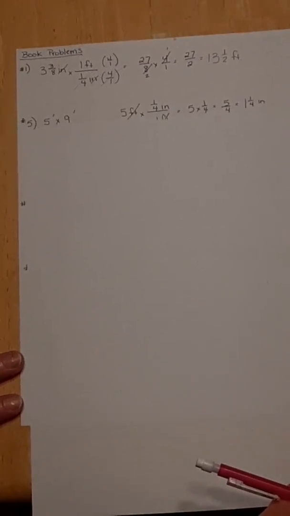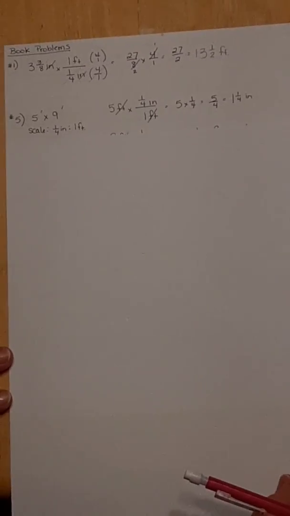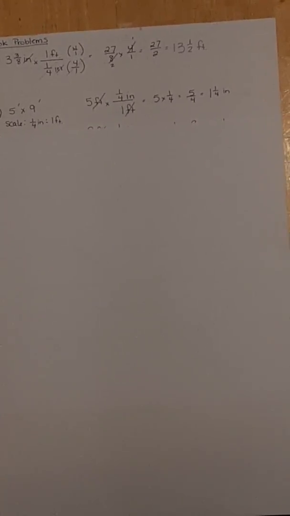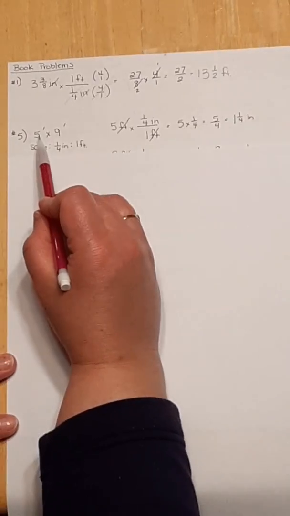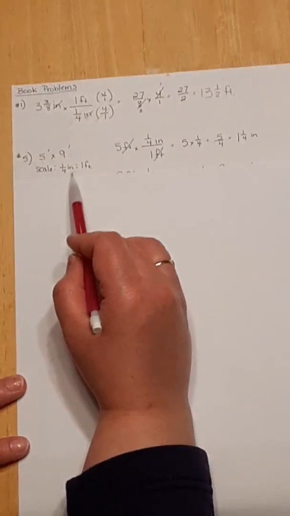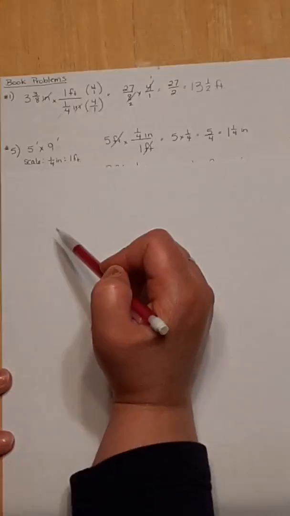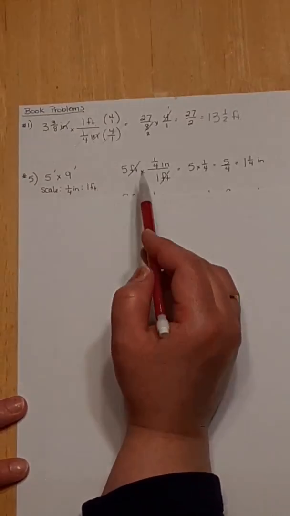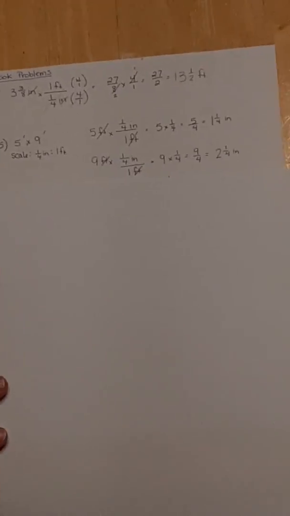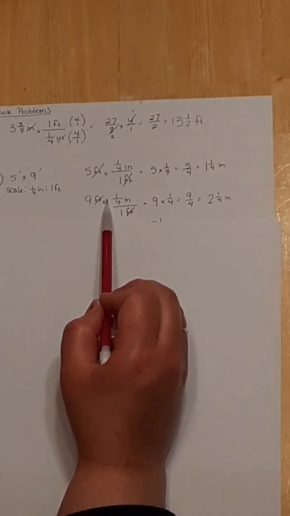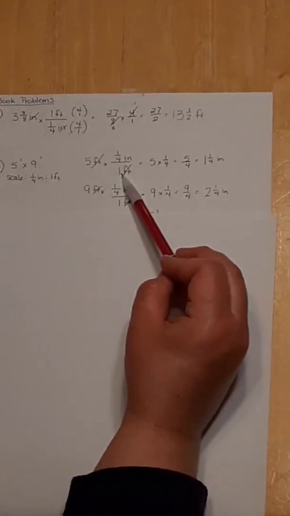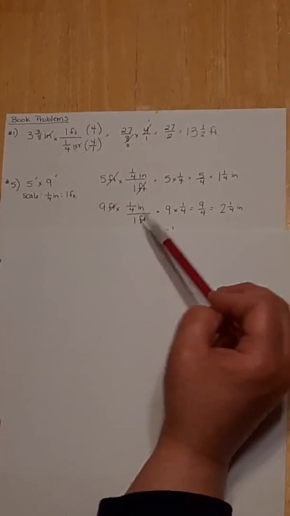Number 5 is a new section here, and basically number 5 says convert the dimensions into scale drawing dimensions for the given scale. So they give me the dimensions of 5 foot by 9 foot, and my scale is once again 1/4 to 1 foot. Remember how we did it in our examples: I had to take one measurement and convert it, and then I had to do the conversion for the second one. Same scale dimension here. Make sure that my units cancel each other out.